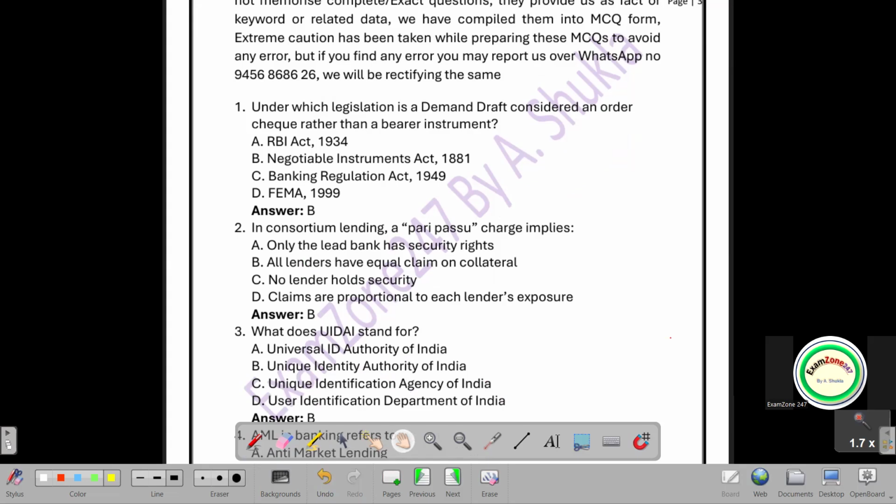What is the section of? It is quoted as OD, but it is OF. Okay. What is the section of demand draft?